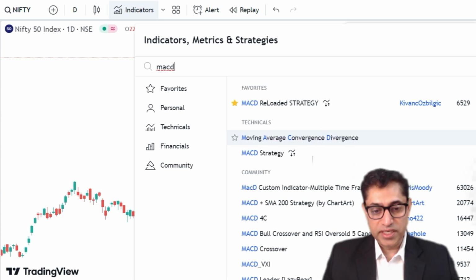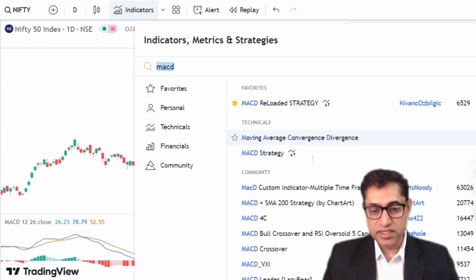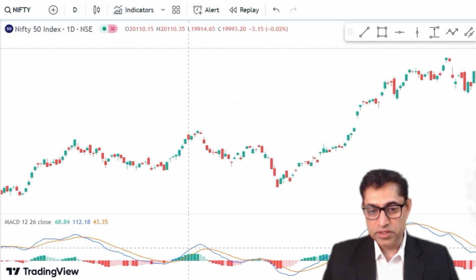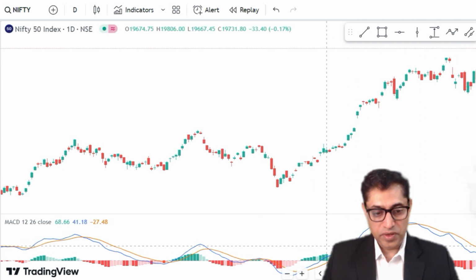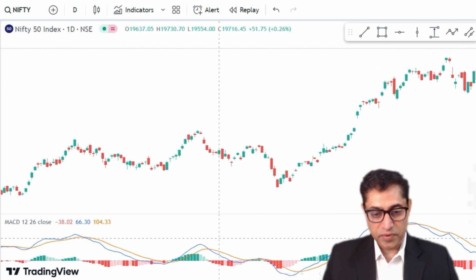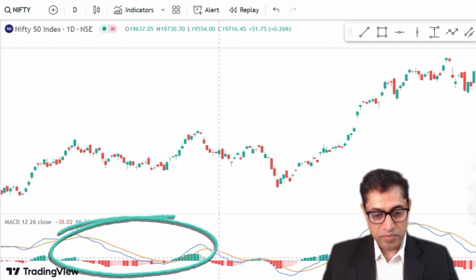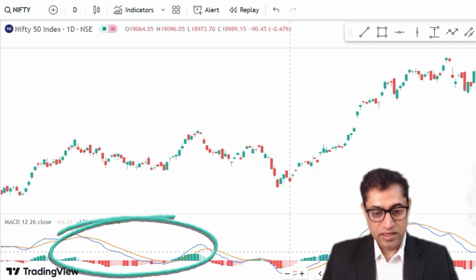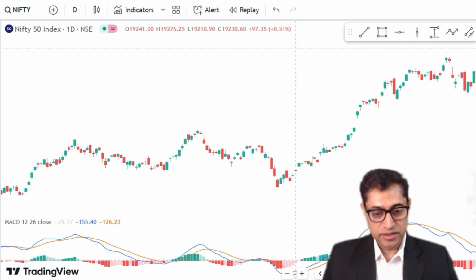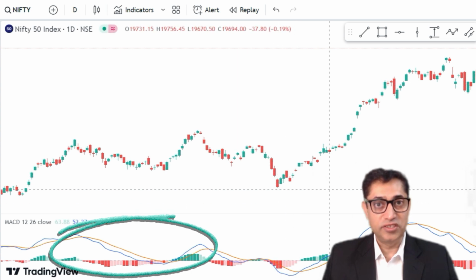Then you come down over here, it's written moving average convergence and divergence. You click on it and you close this. There you go. You can see the MACD line is already down here below. Remember, we have the MACD line, we have the signal line, we have the histogram, and the zero line in between the histograms. So all the four components of the MACD are visible over here.